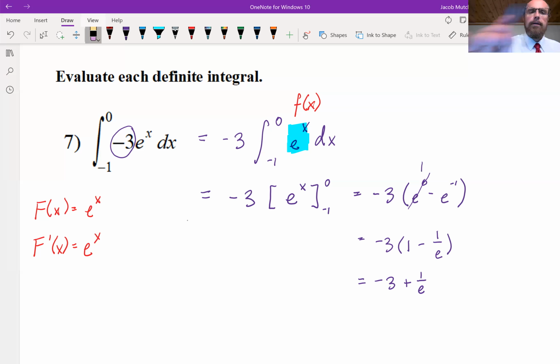I see I've made an error there. Forgot to distribute the 3 correctly. Let me correct that before we get any farther. I do need that numerator to be 3. So -3 plus 3 over e. Again, I can get just a decimal approximation. That would evaluate to about -1.896.